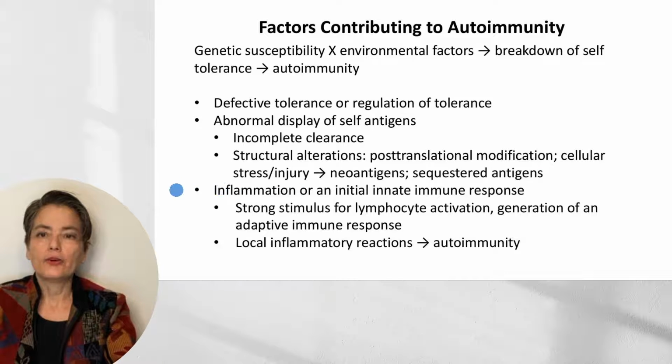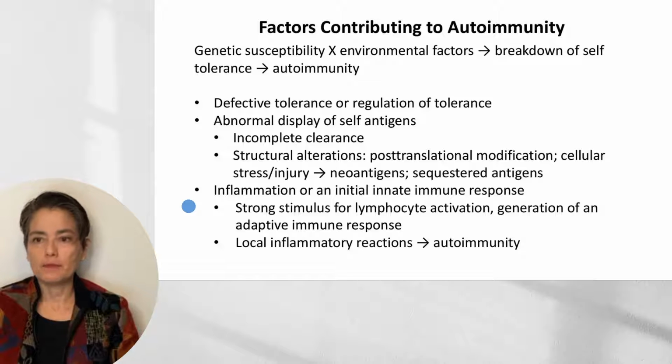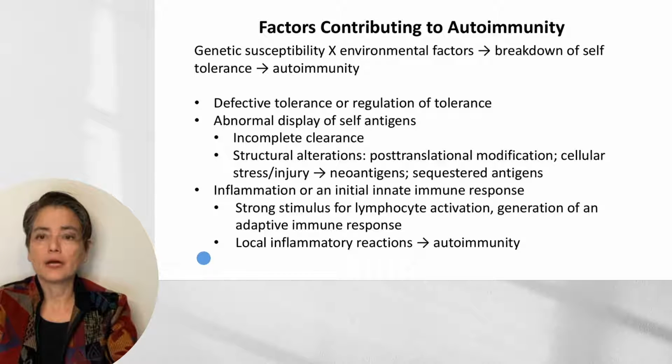The third factor that can contribute to the development of autoimmunity is inflammation, or an initial innate immune response. This is because, as you know, inflammation is a strong stimulus for lymphocyte activation. We have abundant inflammatory mediators, and through this and the generation of an adaptive immune response, we can perhaps generate autoimmunity. Also, even simple local inflammatory reactions can increase the risk of autoimmunity.